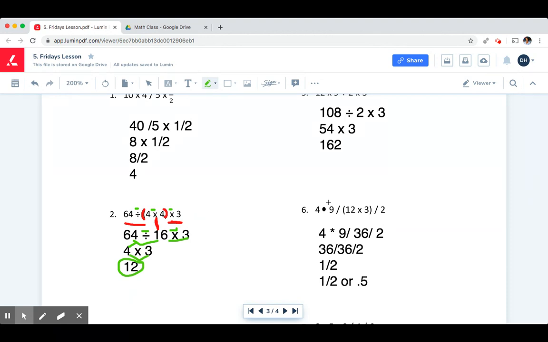For number 6, again, I have multiplication and division as my operations, but I have parentheses, so I have to start there. 12 times 3 is 36, so I plug that in and I copy the rest. Now that I only have multiplication and division left and no more parentheses, I can work from left to right. 4 times 9 is 36. Copy the rest. 36 divided by 36 is 1. Copy the rest. 1 divided by 2 is 1/2 or 5/10.